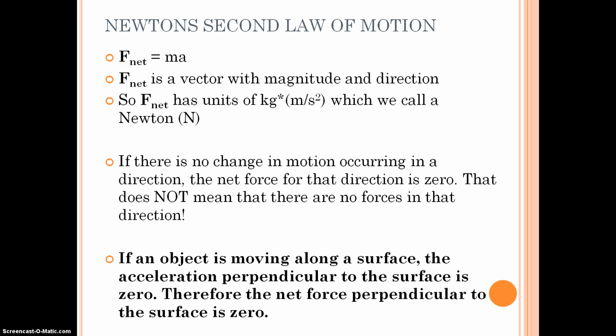Big point. If an object's moving along a surface, the acceleration perpendicular to the surface is 0. Therefore, the net force perpendicular to the surface is 0. If you're sliding on the ground, you're not moving up or down, which means the net force up and down is 0, which means the forces up and the forces down are balanced.